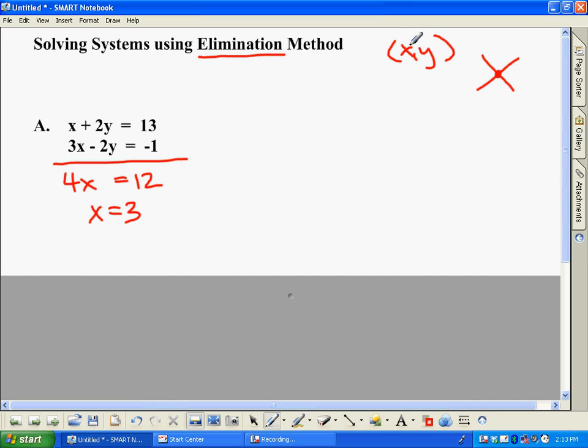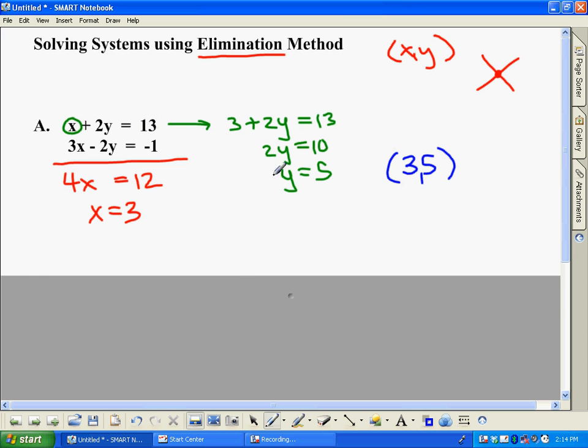So now we already know half of the answer. We know the x coordinate here. And then what you want to do is just plug it in. I'll take this first equation, and x is no longer x. X is now 3. So I'm going to write 3 plus 2y equals 13. Go ahead and subtract 3. You get 2y equals 10. And if you divide by 2, you get y equals 5. So what's our final answer in this case? Well, it is 3 comma 5. That's where these two lines would intersect.